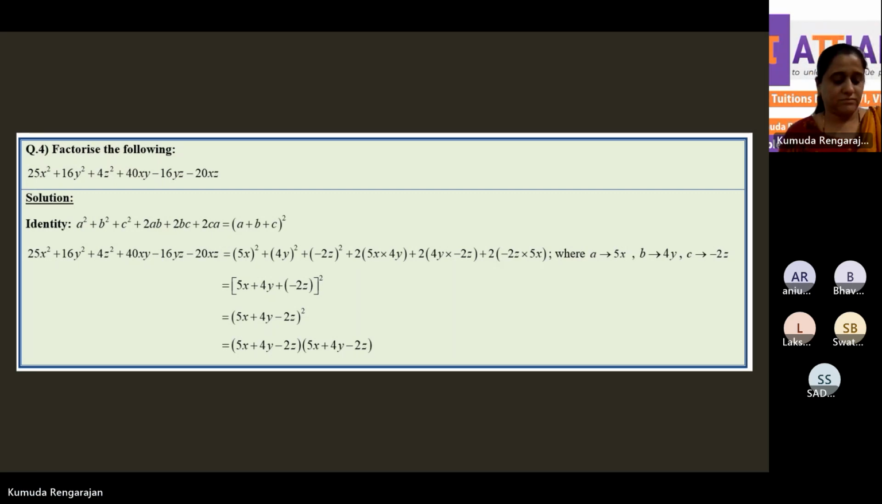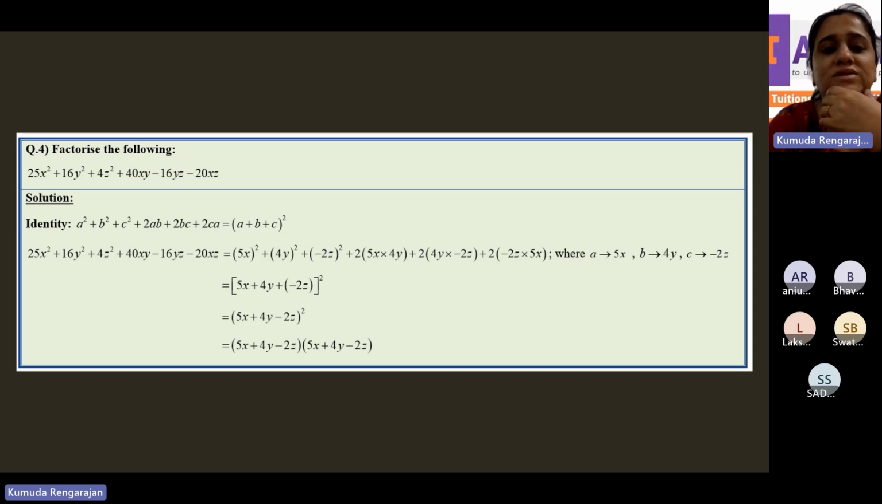Ma'am, what happens if 2ab, 2bc, and 2ca, these 3 have negative signs? Then it cannot be factorized using this identity. If all the 3 have negative signs, it cannot be factorized using this identity, and you have only this identity. You will not get a question where all the 3 terms are negative.